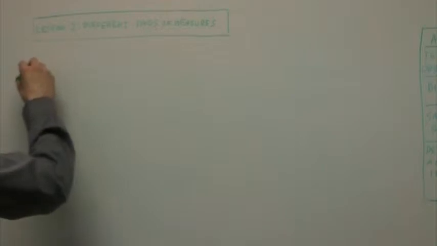Lesson number 2, different kinds of measures. In the previous lesson, we learned what measurement is. Now we will go even further and describe the different kinds of measures. There are 3 broad categories of measures that are used in quality improvement.